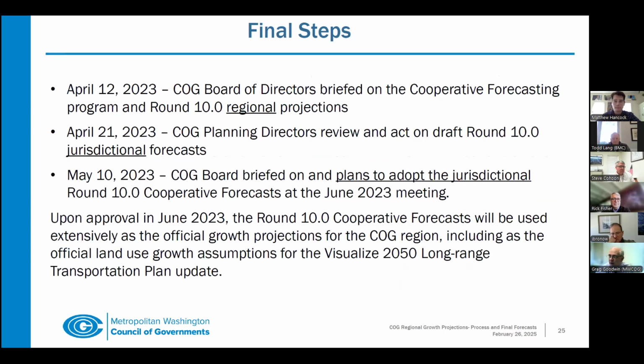So some of the next steps with round 10: it was approved by the COG board in June of 2023, but we did go to the COG board twice with presentations. The COG board was very much interested in seeing more of what our process was all about. That's what we provided in April, and then in May, there was a more detailed presentation on the jurisdictional level forecast. The COG board is the highest level board at COG, made up of our elected officials. There was a lot of interest in the forecast, a lot of questions about the impact of the pandemic, but eventually they were adopted in June of 2023. Right now, this is our latest set of projections that have been adopted by our COG board.